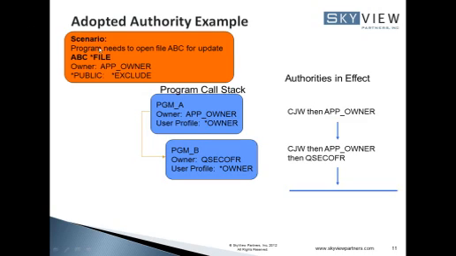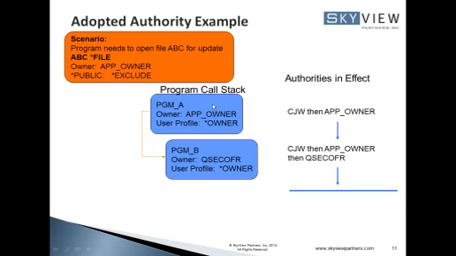Okay, so let's walk through an example. We have an example where a program needs to open a file called ABC, and it needs to open it for update. So the person calling this program is trying to change the contents of the file. The owner of the file is this profile called application_owner. The public authority of the file is set to exclude. So program A, and think of program A as being something like a menu option. So we take menu option 1 that calls program A. That program is also owned by application owner, and it is configured to be user profile star owner.